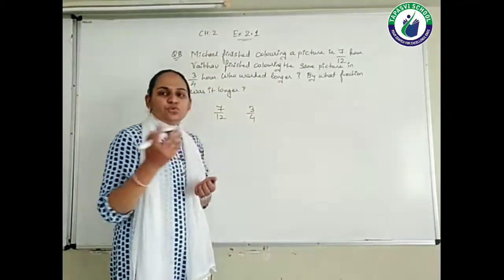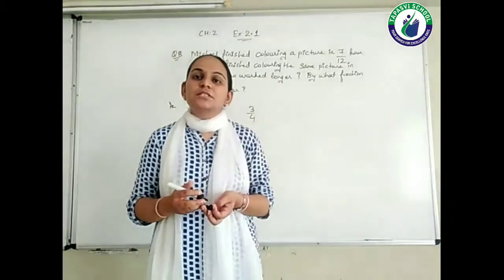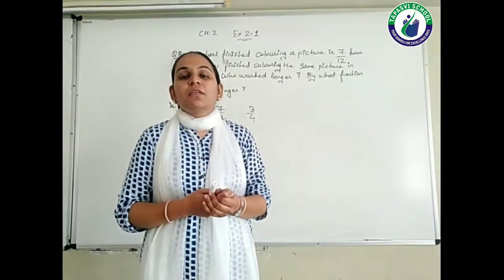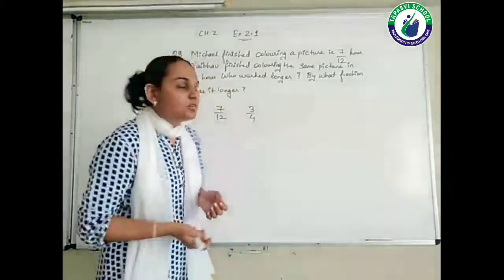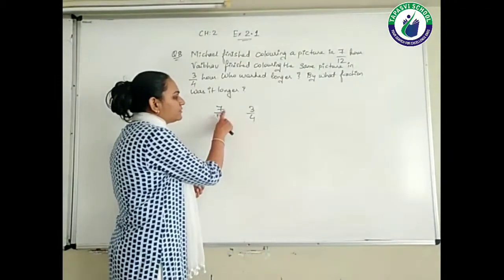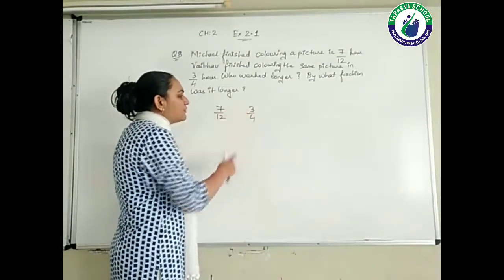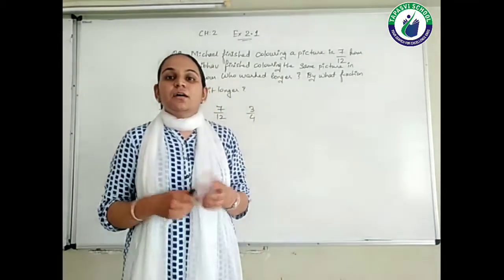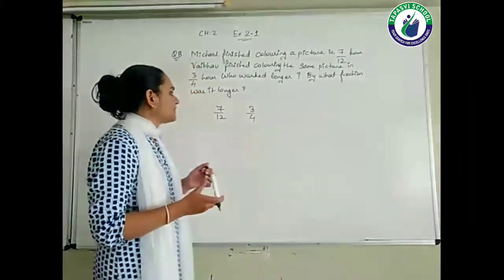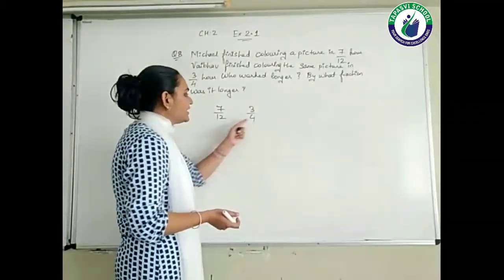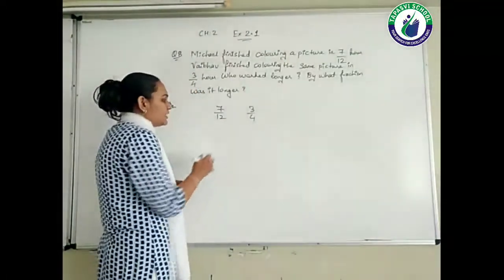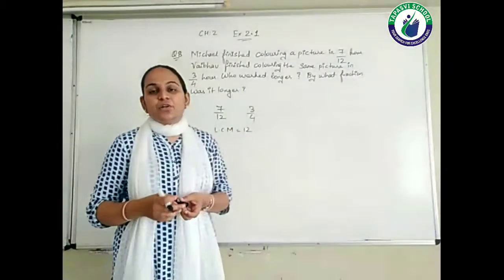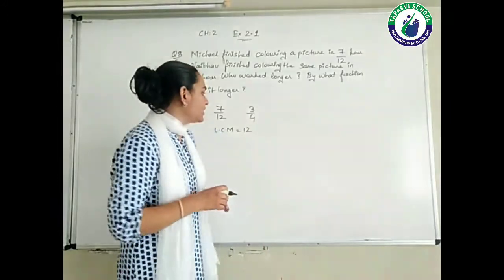There are so many ways of comparison, students. You can even find the LCM and compare. You can even do the cross multiplication of numerator of this and denominator of this, numerator of this and denominator of this, and the side which is coming greater, that particular person has done more. So let's see here. I am taking the help of LCM. The LCM of 4 and 12, students, that will be 12.